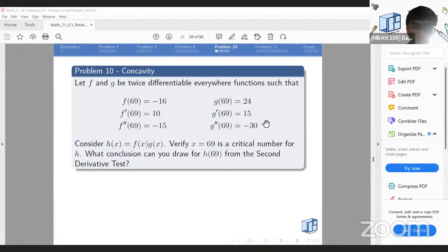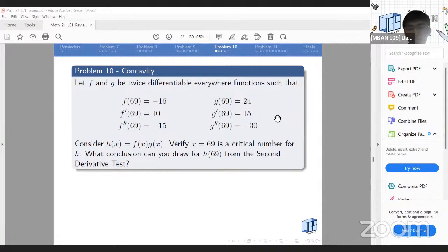Let f and g be twice differentiable everywhere functions such that f of 69 is negative 16, f prime of 69 is 10, f double prime of 69 is negative 15, g of 69 is 24, g prime of 69 is 15, and g double prime of 69 is negative 30. Consider h of x, the function h of x equals f of x multiplied to g of x.